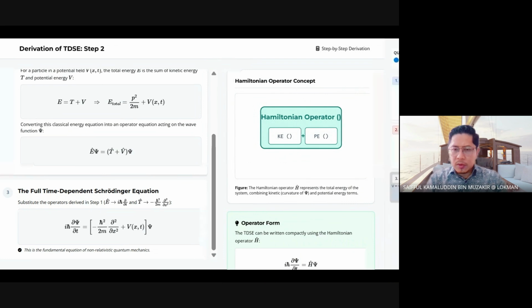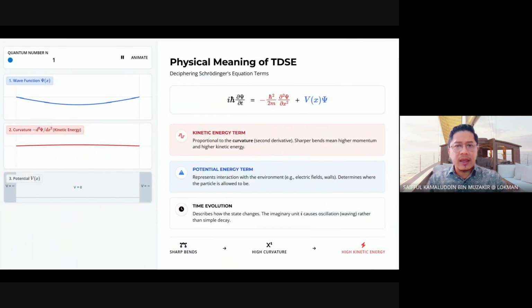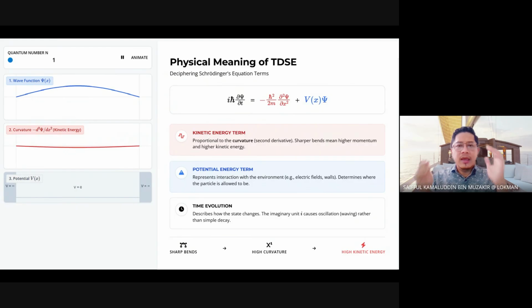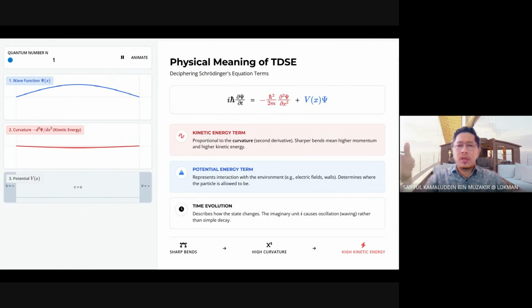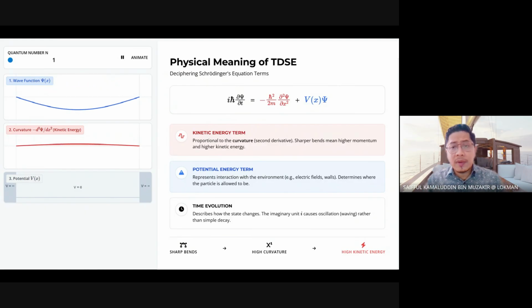So look at the next slide. Oh yeah. What does it mean by the time-dependent Schrodinger equations? The physical meaning of time-dependent Schrodinger equations.